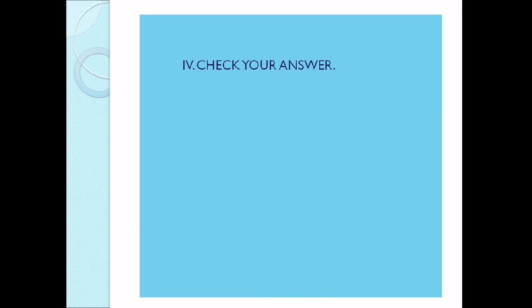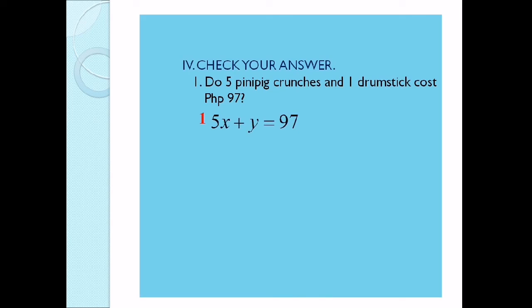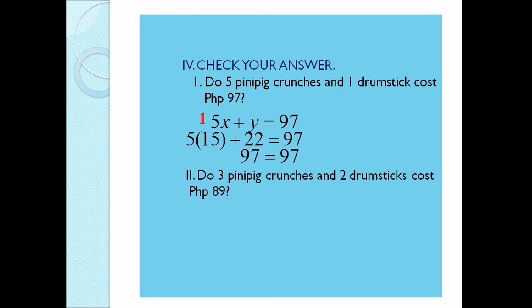So we're going to check if it is correct. First question: do 5 pinipig crunches and 1 drumstick cost 97 pesos? So 5x plus y equals 97. You just substitute all the values. 5 times 15 is 75 plus 22, 97 equals 97.